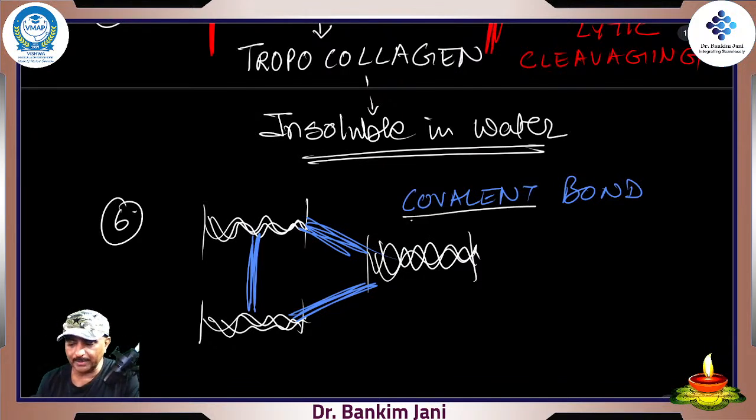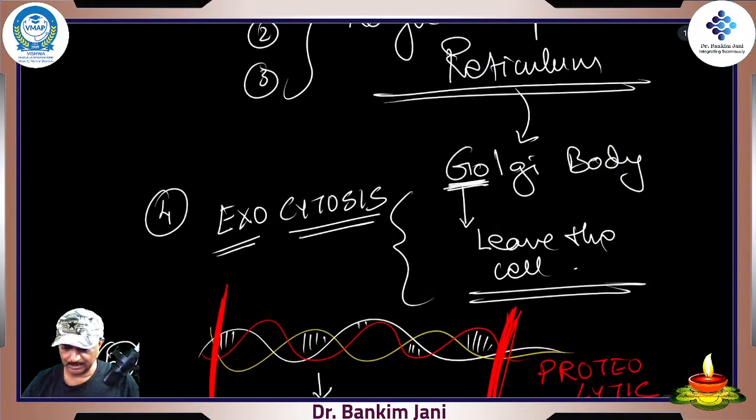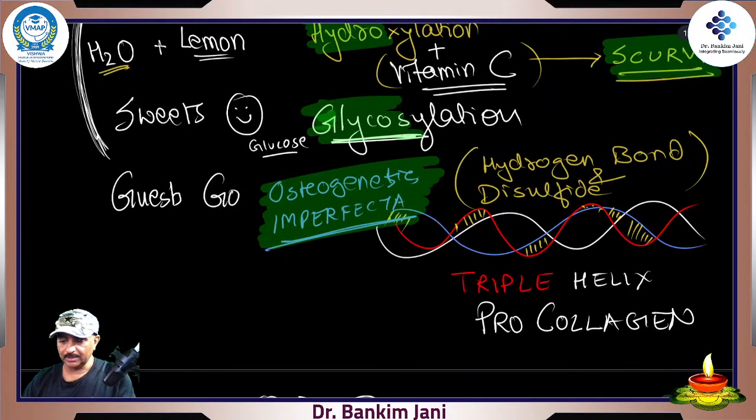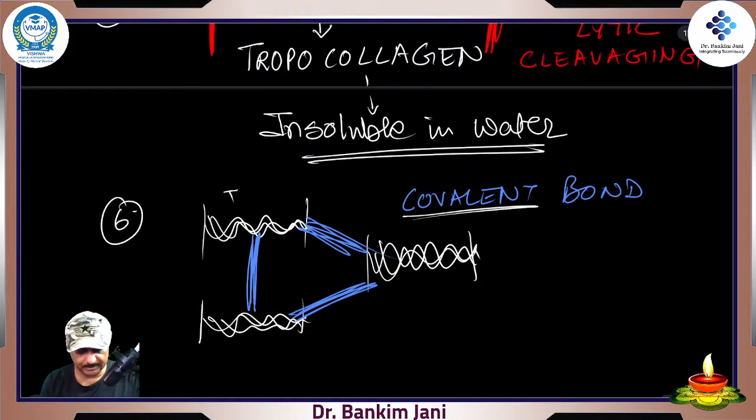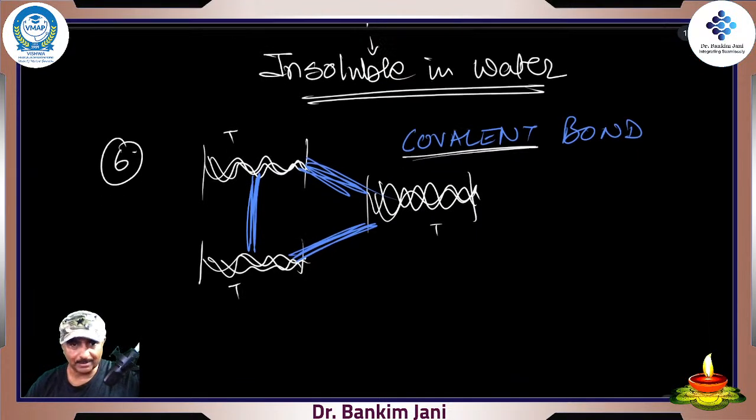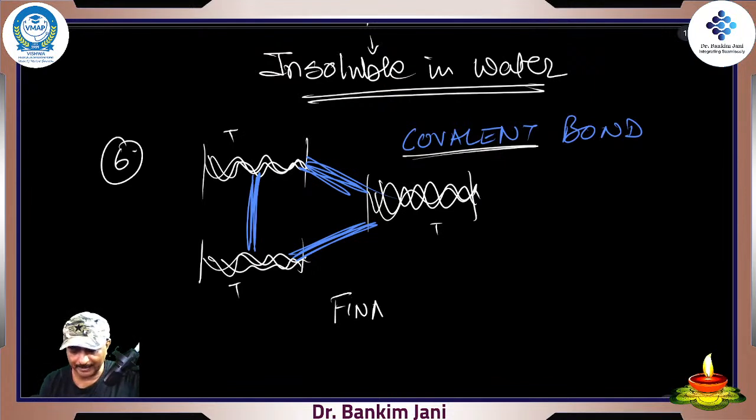The thing is that these covalent bonds are formed in between the tropocollagens. And on top, when we were looking at the hydrogen disulfide bonds, they were forming within the triple helix. That was forming between the alpha chains, right? Three alpha chains are connected in between, one unit slice. So that is proteolytic cleavage. And then tropocollagen is formed. This is one tropocollagen, this is another, this is a third, and then they combine, right? And that is what forms the final collagen.